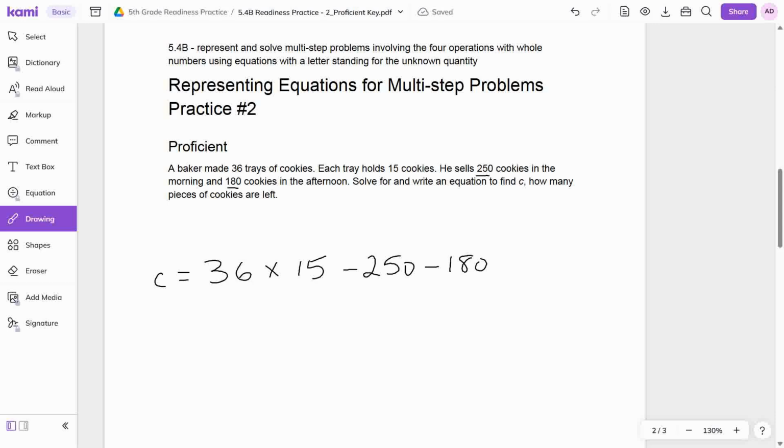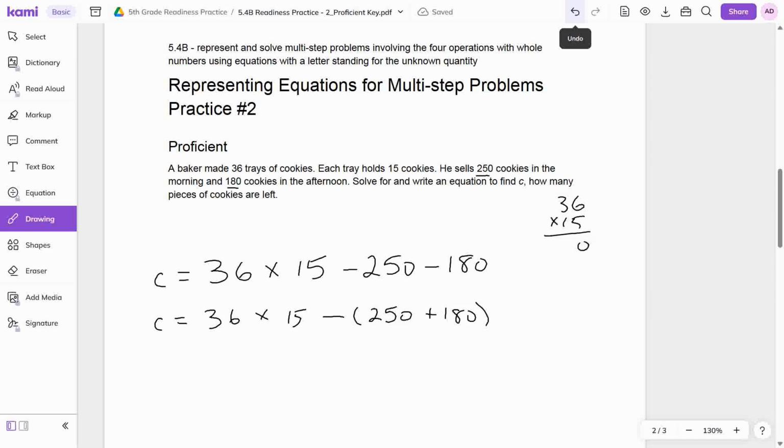That works. Or another possible answer could be you still get your 36 times 15, and then what you do is you just find the sum of the 250 and 180, and then you subtract that sum from that 36 times 15 product. Either of those are going to work. So let's figure this out. What is 36 times 15?